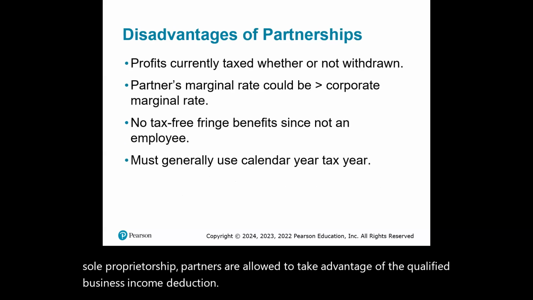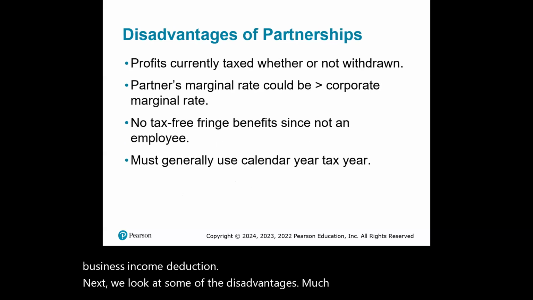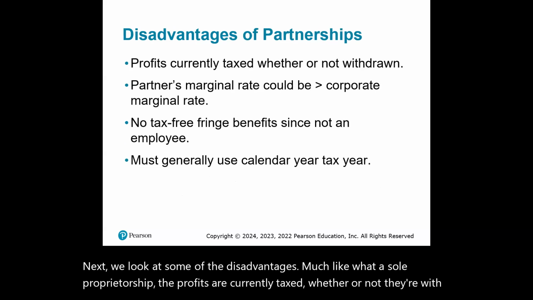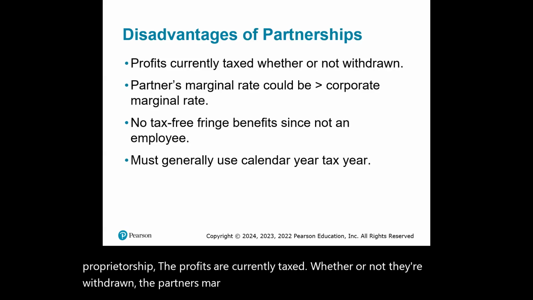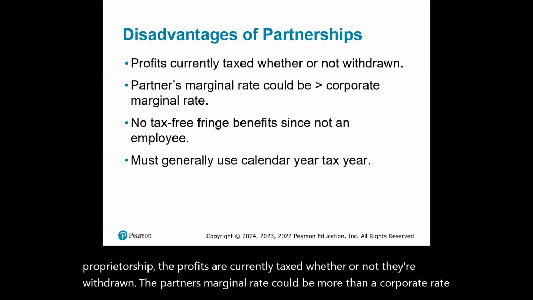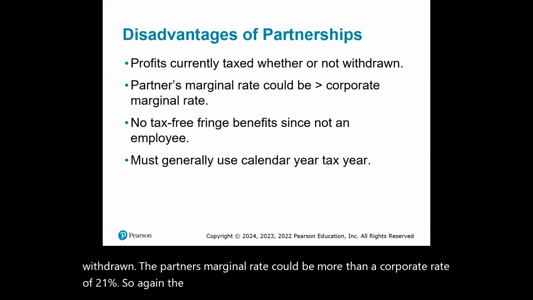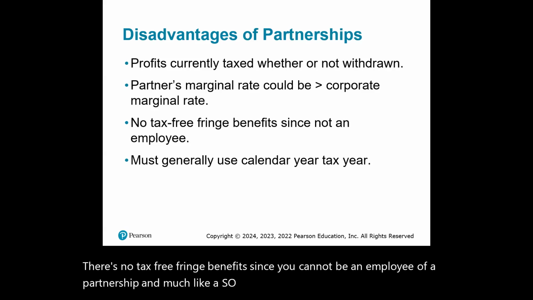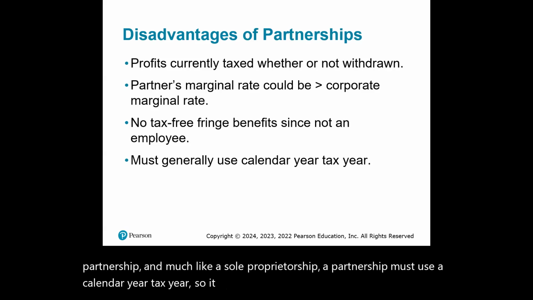Next, we look at some of the disadvantages. Much like with a sole proprietorship, the profits are currently taxed whether or not they're withdrawn. The partner's marginal rate could be more than the corporate rate of 21%. So again, the partner's marginal rate could be as high as 37%. There's no tax-free fringe benefits since you cannot be an employee of a partnership. And much like a sole proprietorship, a partnership must use a calendar year tax year. So it must be from January 1st to December 31st.